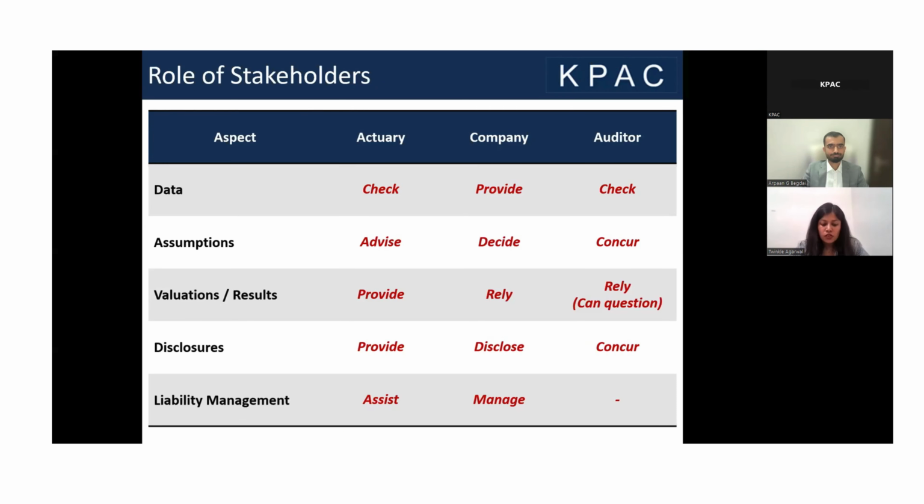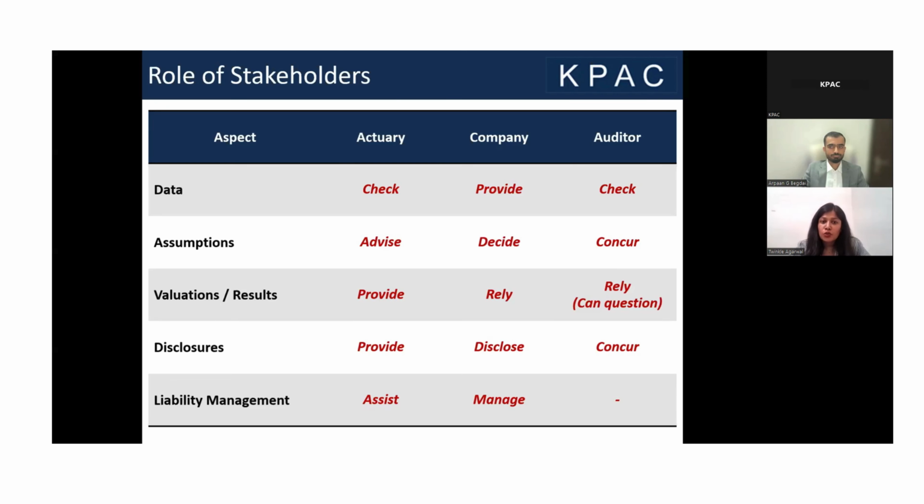Second is the assumptions. So the actuaries can advise on the assumptions to be considered for the valuation. The companies are to confirm and finally decide the assumptions that need to be considered, and the auditors do concur on that. Third, we have the valuation results. So the actuary is responsible in providing the valuation results to the companies. The company and the auditors rely on the results provided by the actuarial team.